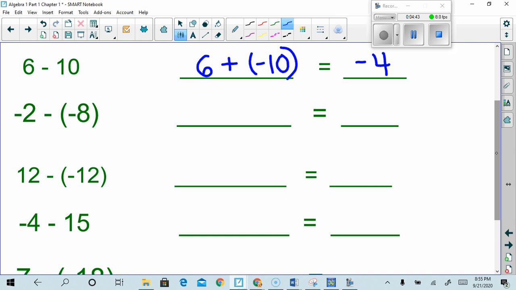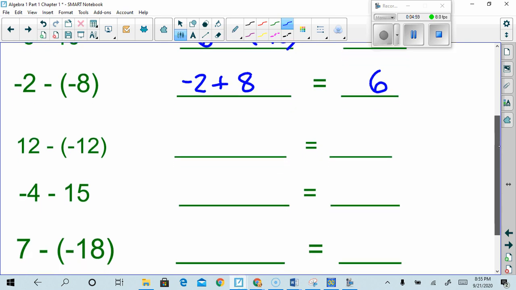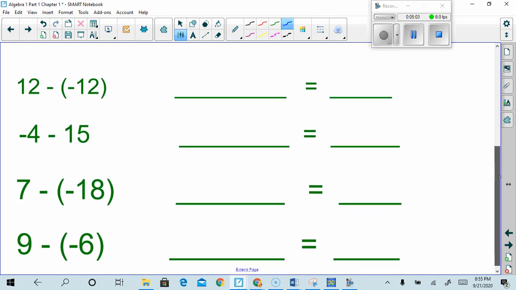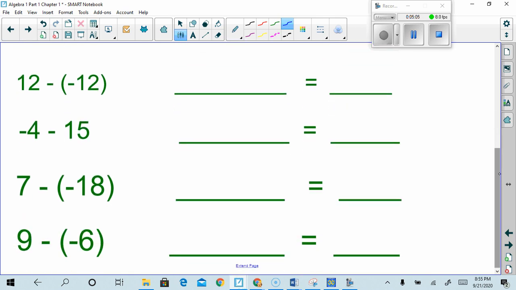On to the next one. I'll subtract, and when I subtract, it says to add the opposite. -2 plus 8. Unlike signs, subtract and keep the sign of the greater absolute value. There are a few more on this slide. Copy them in your notes, test them out, and we'll go over the answers during our Zoom lesson today.